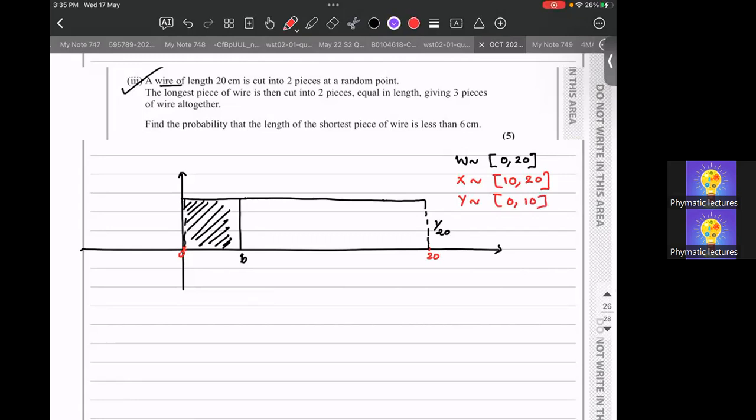So here, the first piece is less than 6. That means one piece we already have is less than 6 centimeter. Correct? So W itself is less than 6. In that case, what happens? The next piece must be greater than 6. Correct? Anyway, the next piece is greater than 6. Does that make sense? Definitely it is greater than 6, and the next piece also is definitely greater than 6.